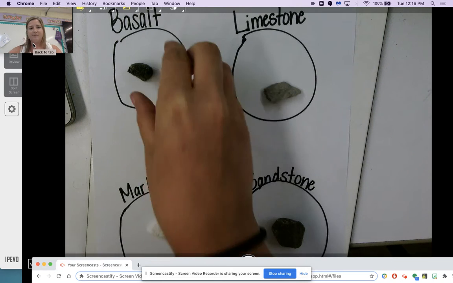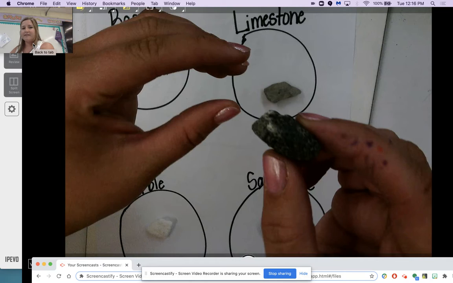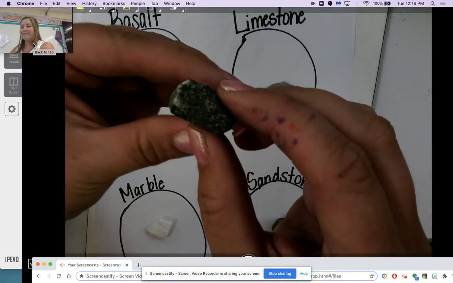So I'm going to bring these rocks up to you so you can see them. Sorry, my hands have marker all over them. I was working on something.